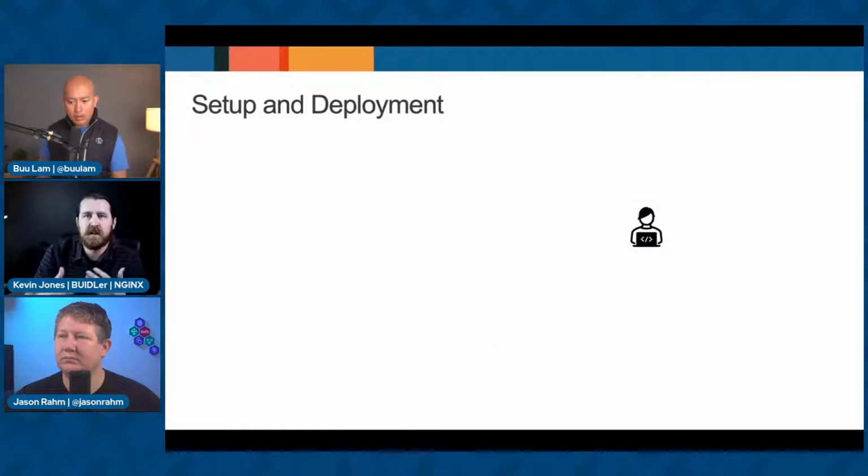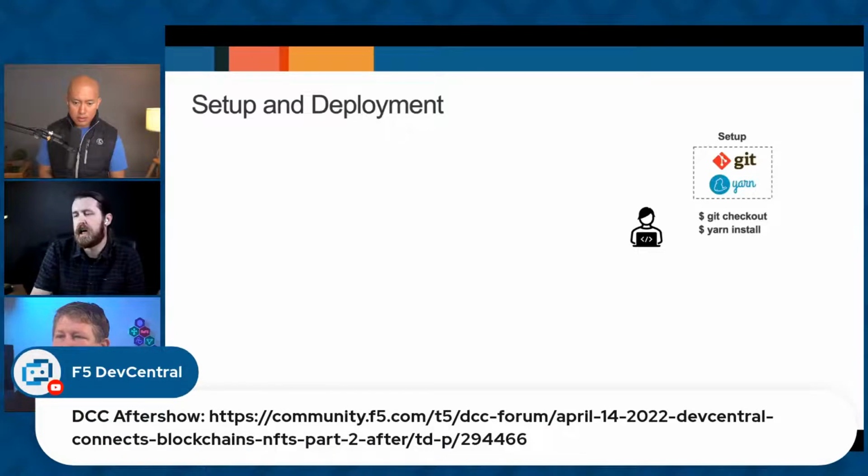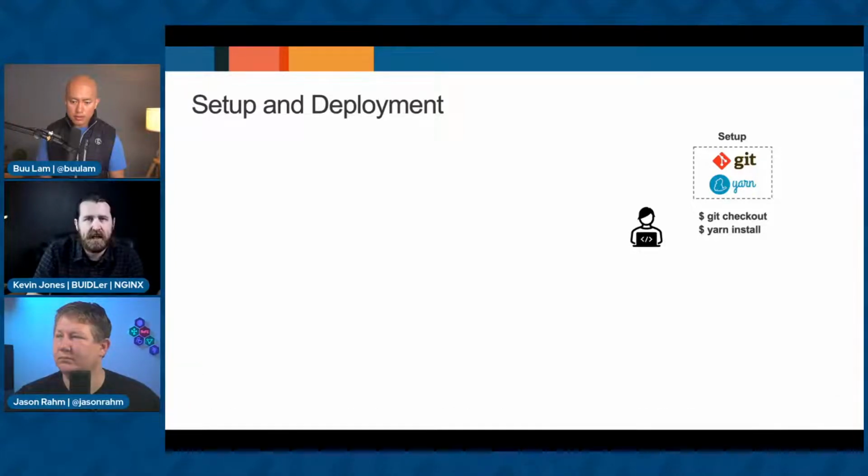So what is it going to look like? I want to give you guys a high level picture of what we're setting up. So, you know, you're a developer, you're interested in Web3, you're interested in getting started. You're going to install Git, Yarn and Node.js, and you're going to do a Git checkout of the Scaffolding repository. That's the first command you need to run. Then you go into that directory and do a Yarn install.